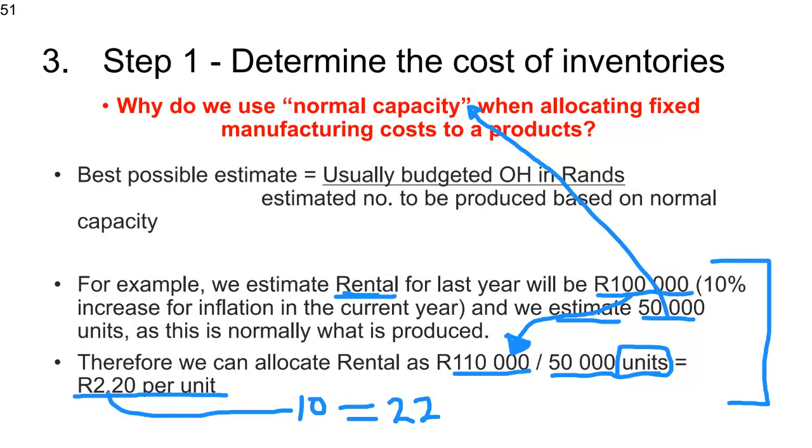So in month one, if we only did 10 goods, and we were supposed to do 50 for the year, right? We would then say 2 Rand 20 multiplied by 10, because that's what we produced. And that is the cost that we will now allocate to work in progress.